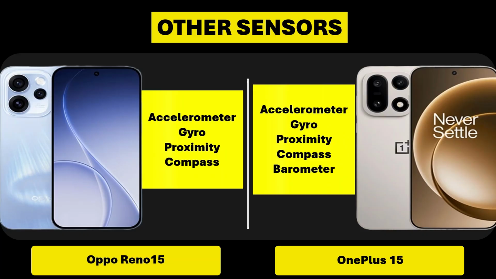Oppo Reno 15 includes accelerometer, gyro, proximity, and compass. OnePlus 15 adds a barometer to the same sensor set.